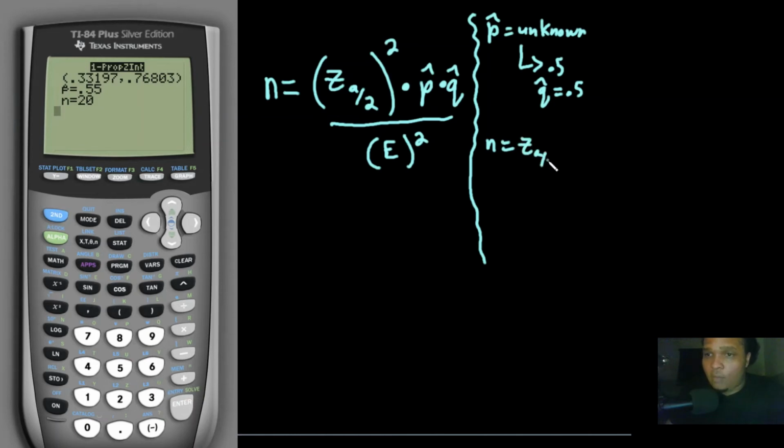So we have Z alpha over 2. That whole thing is going to be squared. Now, this is going to be 0.5 times 0.5, right? Wouldn't that be 0.25? So in your formula sheet, like you may have a formula sheet from your book, you're going to see a 0.25 there whenever your P hat is unknown. And down here is going to be E raised to the second power again. And we're going to use these two formulas.